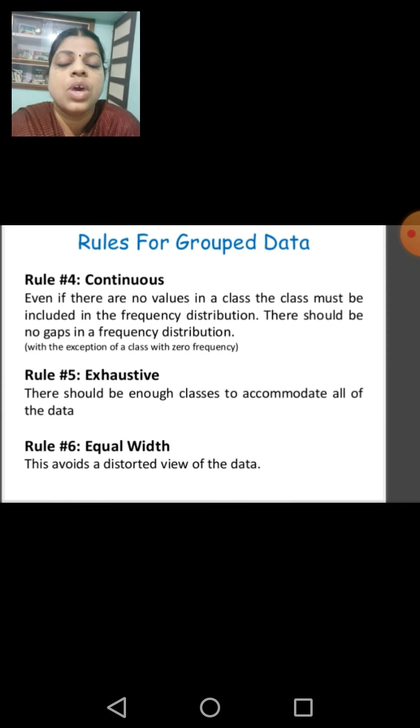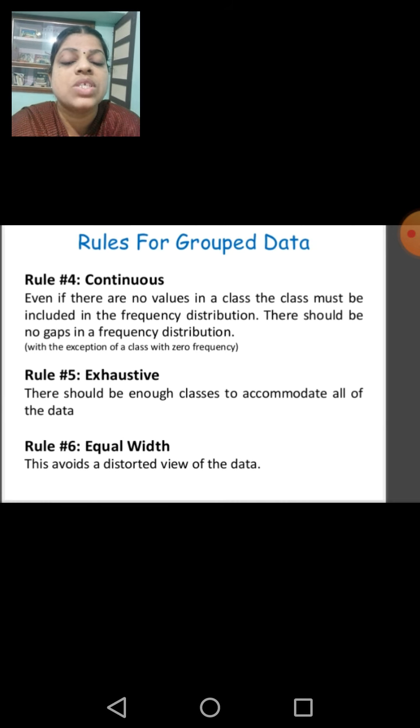The next one is rule number 4. Even if there are no values in a class, the class must be included in the frequency distribution. There should be no gaps in a frequency distribution, with the exception of a class with 0 frequency.